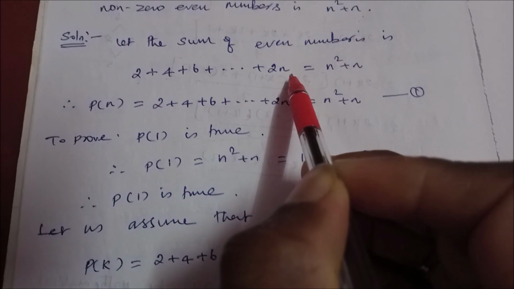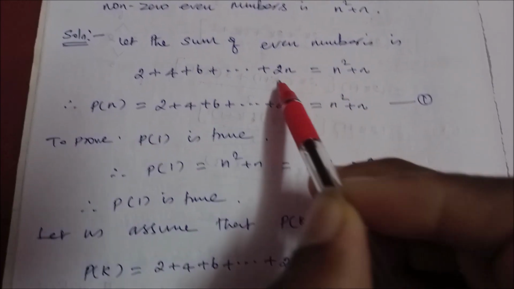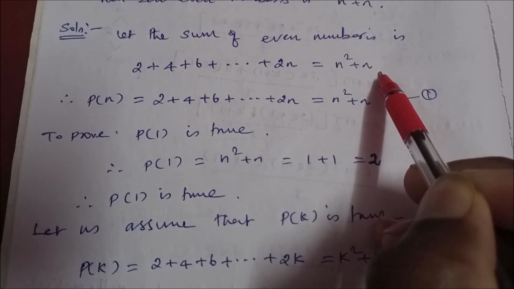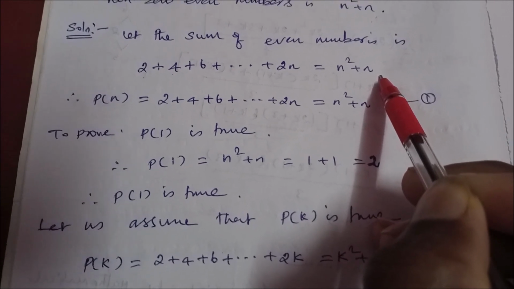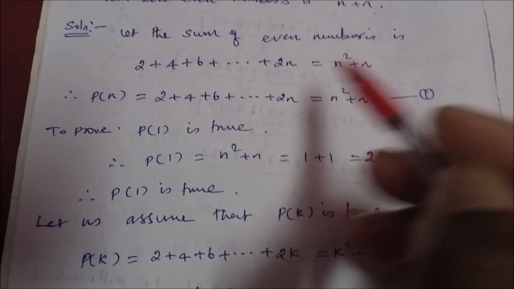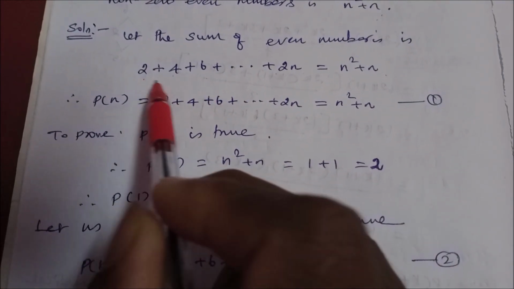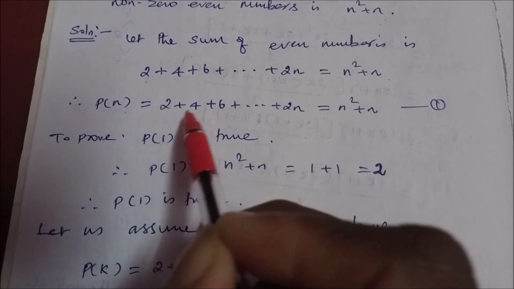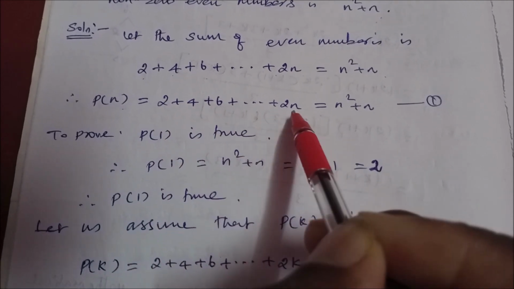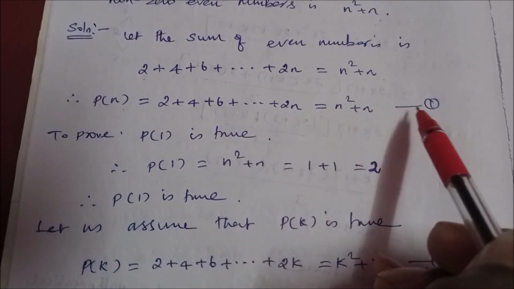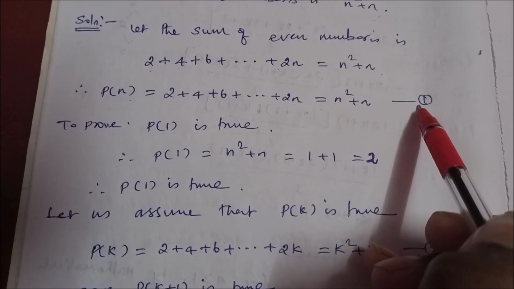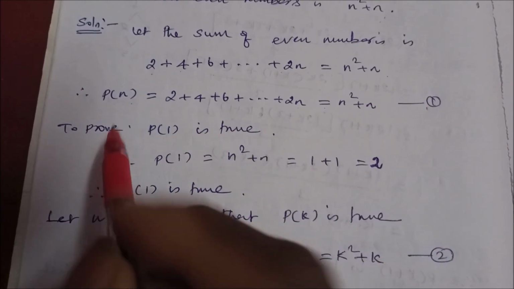The nth term of the even numbers is 2n, and the sum is equal to n square plus n. So let us take the given problem as P of n. P of n equals 2 plus 4 plus 6 etcetera plus 2n equals n square plus n. This is equation number 1.